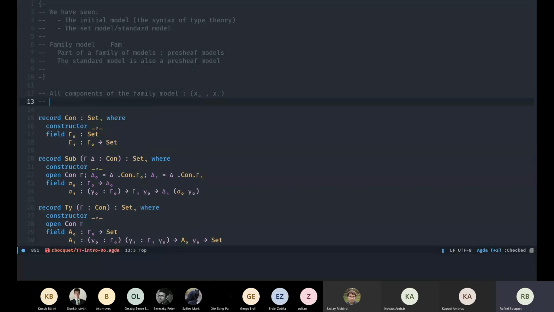The components with 0 will be given exactly in the same way as in the set model.